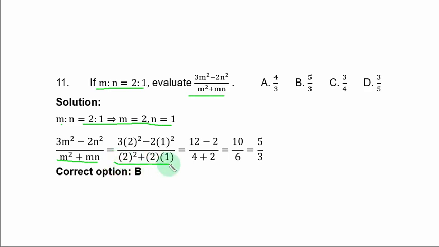If you simplify further, you have 12 minus 2 over 4 plus 2, and that gives 10 over 6. Divide through by 2, you have 5 over 3. B is the correct option.